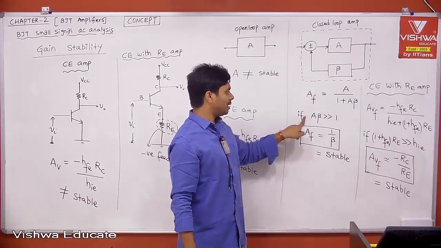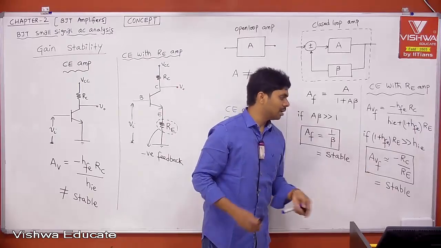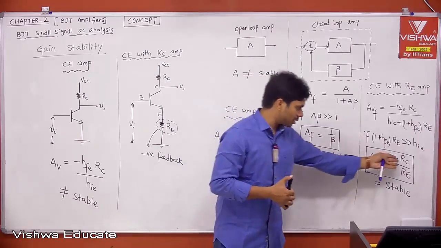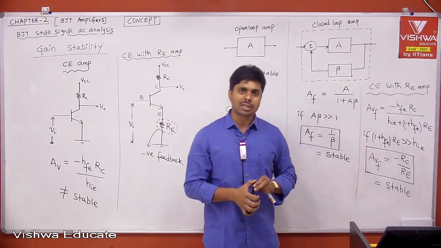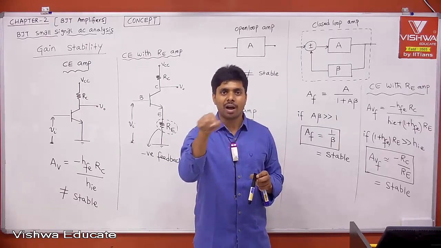It is like provided A beta is very much greater than 1. Therefore, your voltage gain is stable. You may say it is depending on resistors. Your resistor is also a function of temperature, right? That's why it is defined with temperature coefficient alpha.